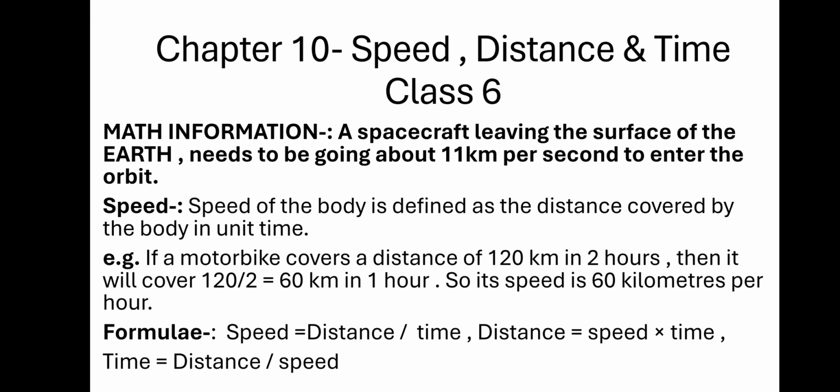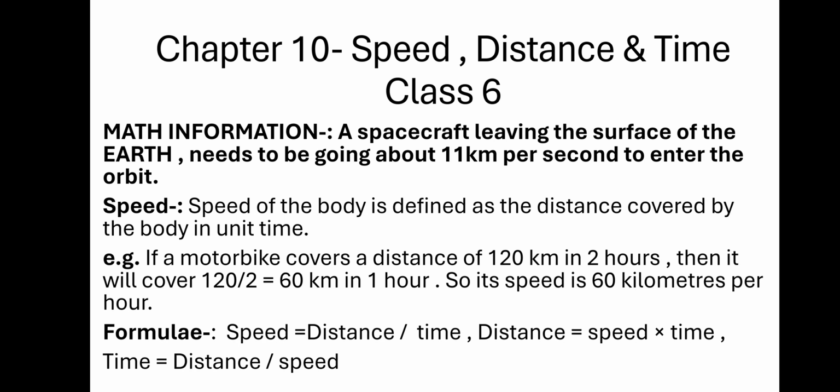A spacecraft leaving the surface of the Earth needs to be going about 11 km per second to enter the orbit. So we are talking about speed, distance and time and how they are related to each other. So what is speed first?